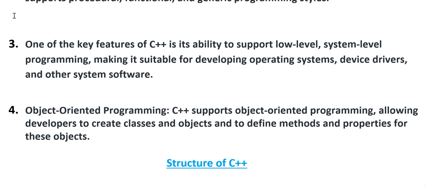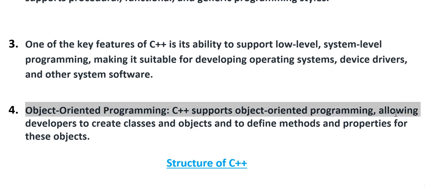The fourth point is object oriented programming. C++ supports object oriented programming, allowing developers to create classes and objects to define methods and properties for these objects.